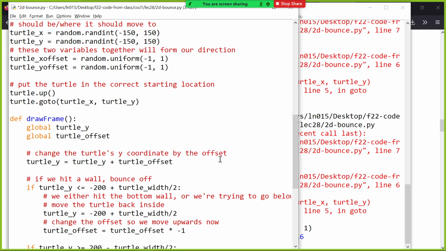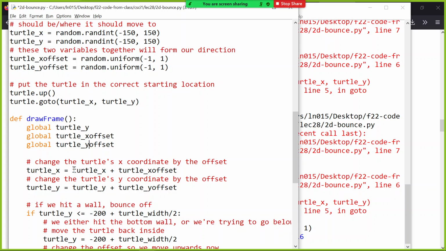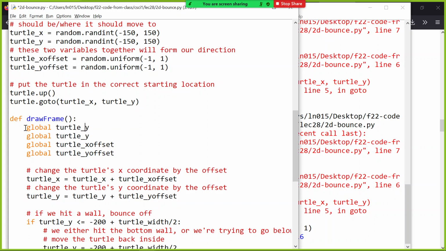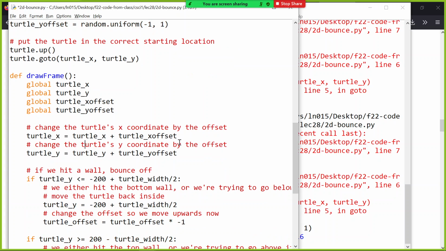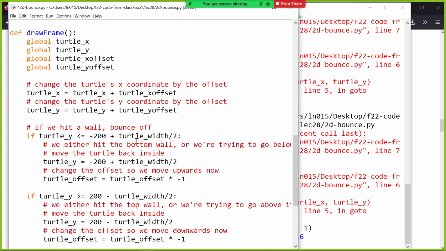So change the turtle's y coordinate by the offset. Also, same for the x coordinate. All right? Turtle x equals turtle x plus x offset. This is y plus y offset. I assume I'm going to be changing both of them later. I'm also changing turtle x, which is a global variable. And so I need to declare the fact that I'm doing that way up here. All right, so now in addition to moving in y space, the turtle's y coordinate changing, we're also going to have the turtle's x coordinate change by these offsets that we randomly chose.